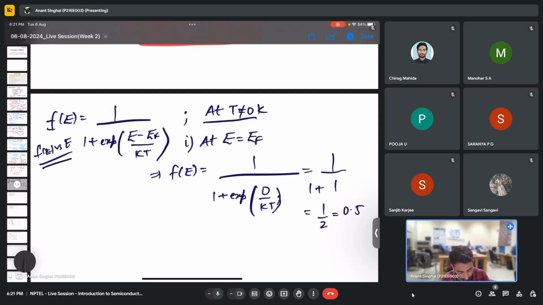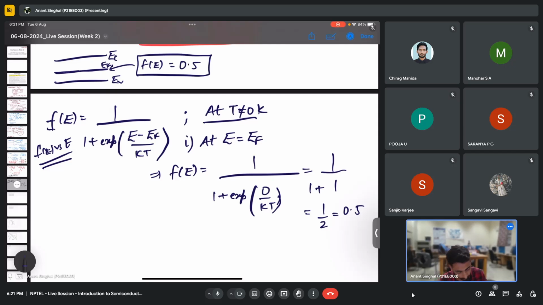So what it states is that in any band diagram, whenever the energy level is equal to the Fermi level, let's say this is Ef, the probability that there will be an electron on that particular Fermi level will always be half. This is what it says for T not equal to 0.